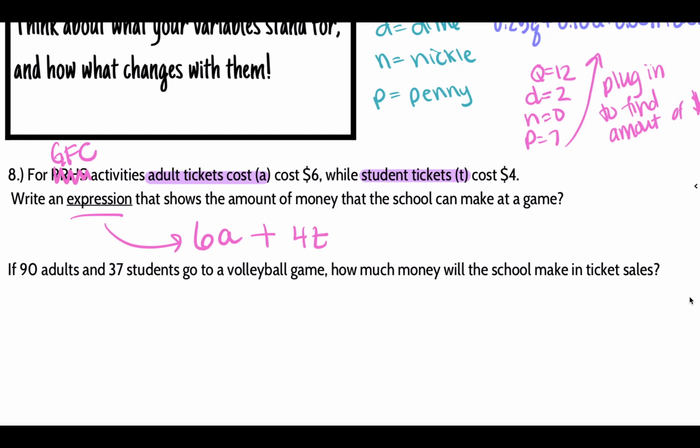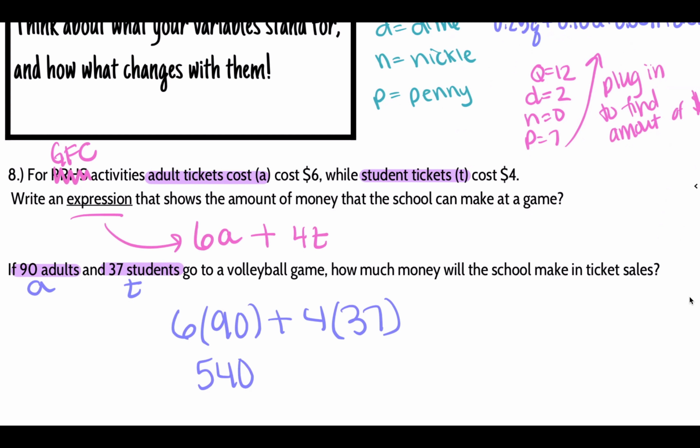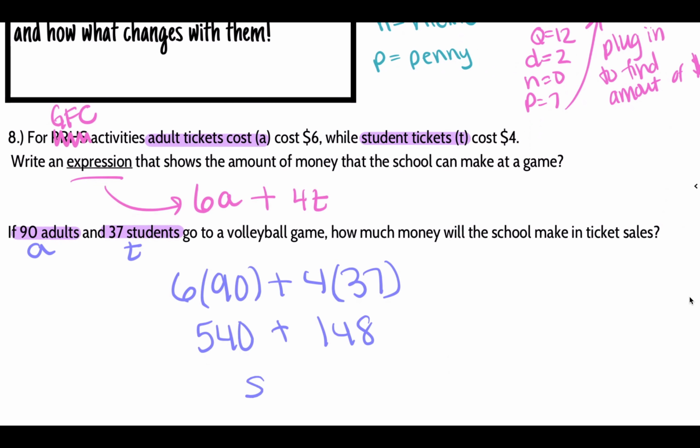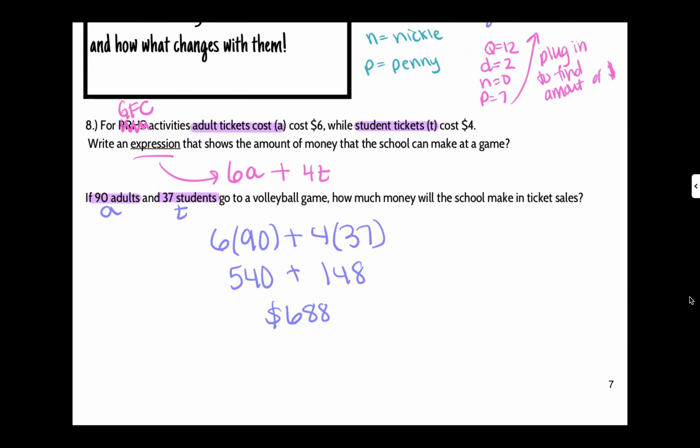Now, you sell 90 adult tickets and 37 student tickets for a volleyball game. You want to find out how much money the school makes in ticket sales. So what you're going to do is plug in. So we have 6 times 90 plus 4 times 37, because this is our A and this is our T. Now we can solve. So 6 times 90 is 540. 4 times 37 is 148. Together is $688. Okay, and that is the end of our lesson.